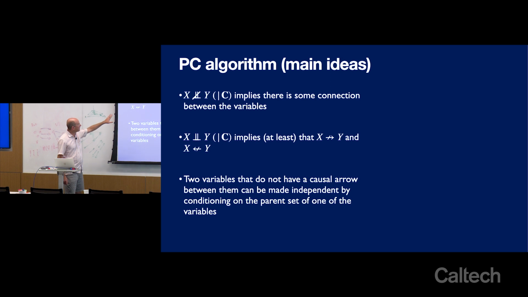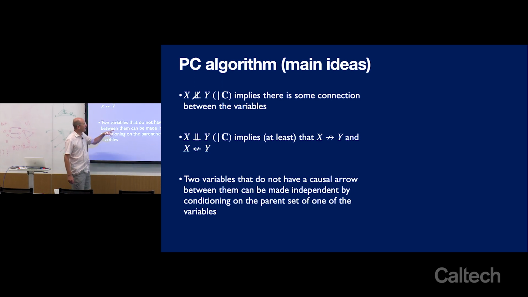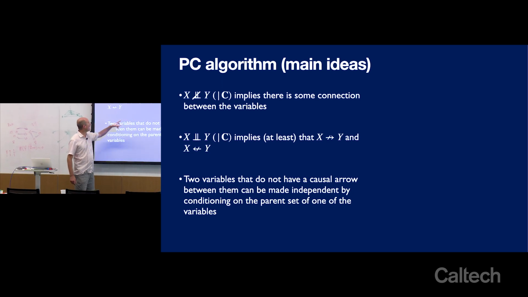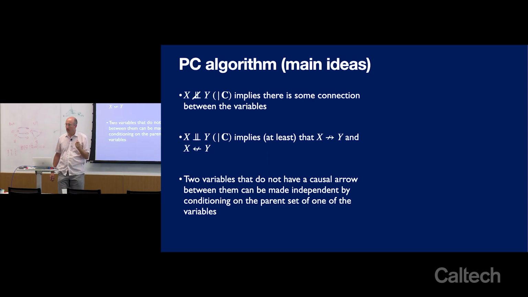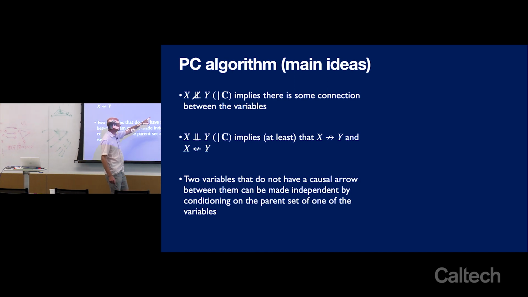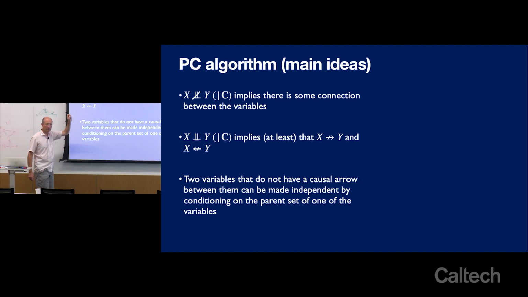On the other hand, if x and y are independent, possibly conditioning on some other variables, then that at least implies that there is no edge from x to y or an edge from y to x. If I find an independence, I should be able to conclude that there's no direct edge between the two variables, right? Because if there were such an edge from x to y, then x and y would be dependent, so I wouldn't get this. Yes? That's the thought.